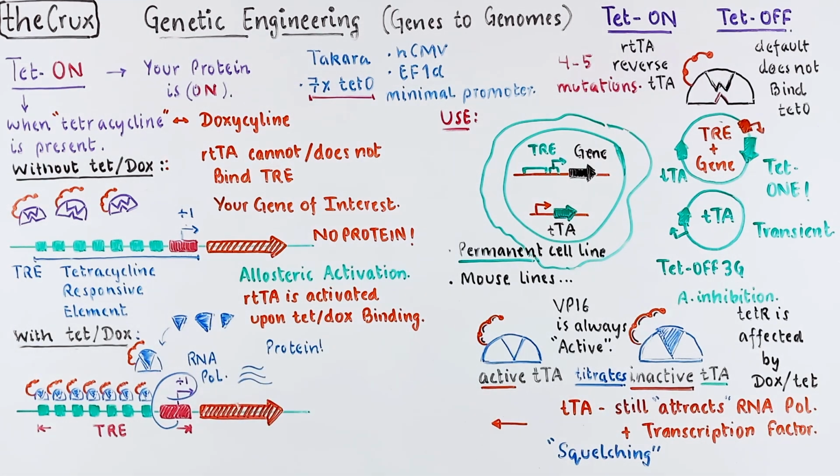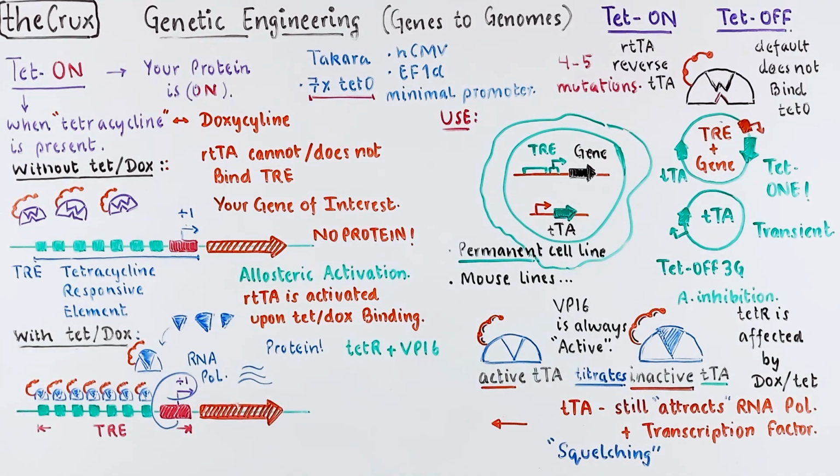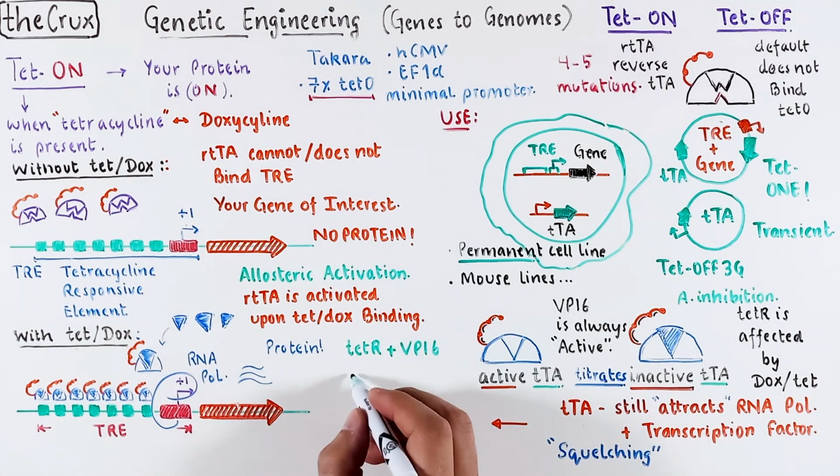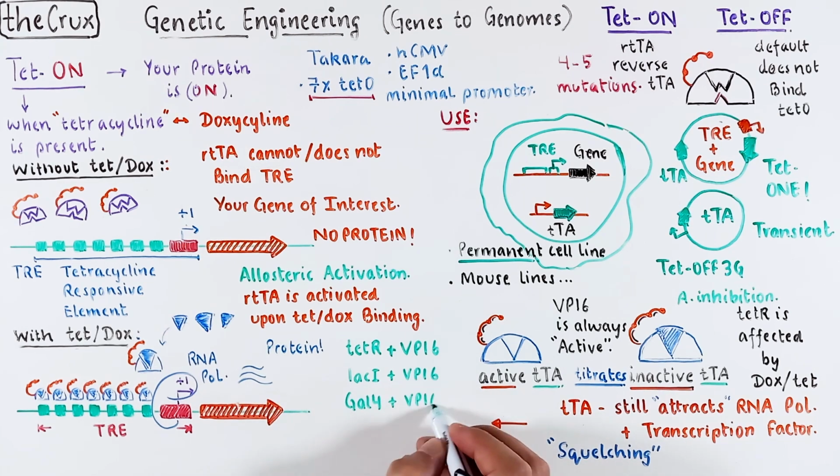Choosing between on-off systems in practice depends on your application. That is, whether you want your gene to be expressed by default or not. And just like the TET system depends on a tetracycline and repressor combination and VP16 fusion, there are a range of similarly regulated arrangements based on LAC-I, GAL4, and many more.